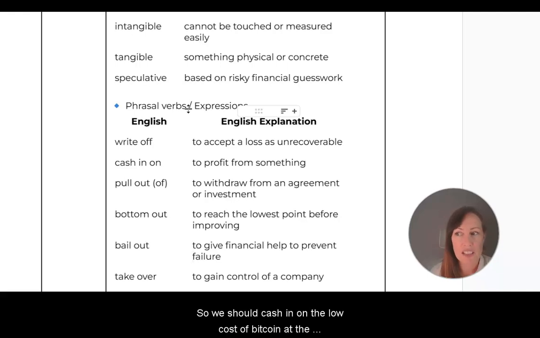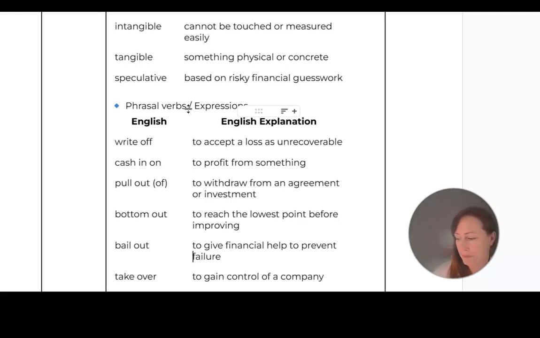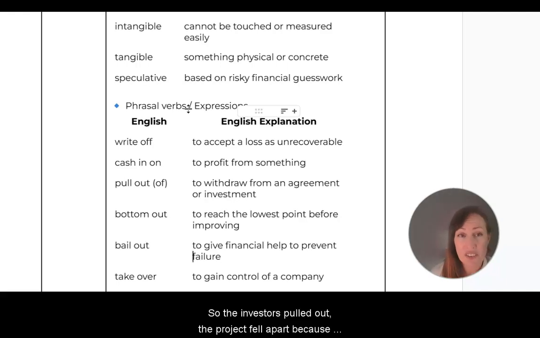So we should cash in on the low cost of Bitcoin at the moment because the prediction is that it will increase in price. To pull out of something is to withdraw from something. So to pull out of an investment is to take your money out of an investment. So the investors pulled out and the project fell apart because it had no money.